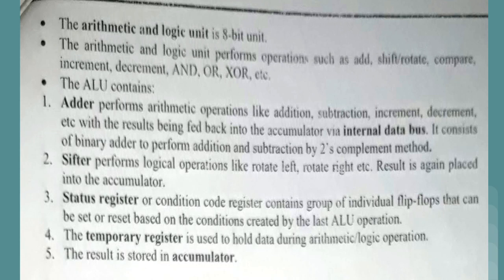So whatever operation we perform in the ALU, depending upon the result of that particular operation, this particular register's values are set and reset. Set and reset means we are storing the 0 and 1. Then the next component of the ALU is the temporary register.